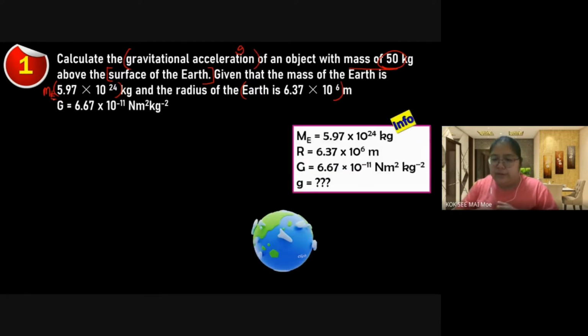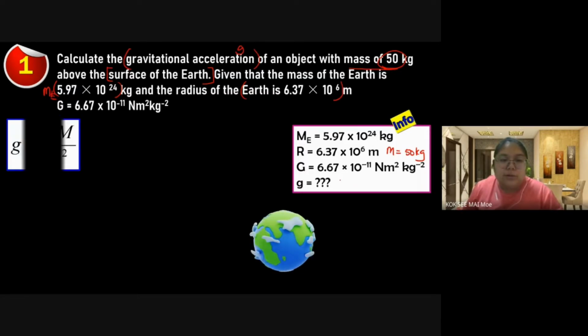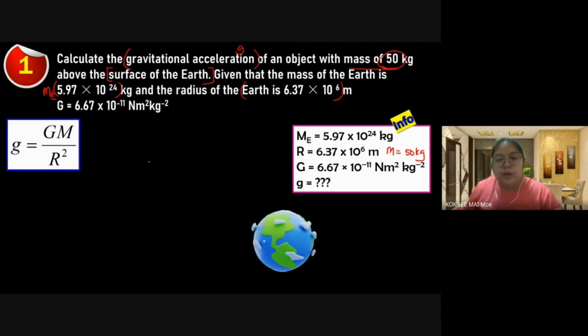Okay, we write the info first. This one is the Earth. One more is your object, I forgot to write. Your object is 50 kg. Radius, then after that we have the gravitational constant. So they want to find the small g. For chapter 3, normally the question is straightforward to the formula. You don't mess up the formula, and they never ask you to change this part or that part. No, just use the formula exactly.